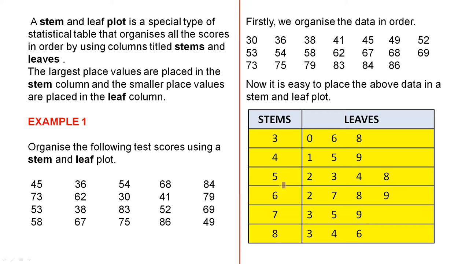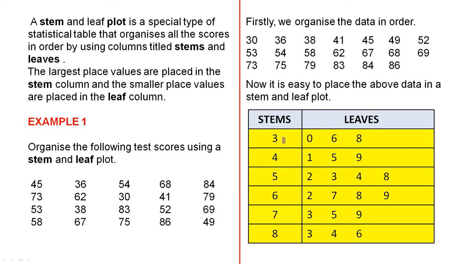In the 60s, if you look at the numbers, there are 4 numbers in the 60s, so we put the 6 there, 3 numbers in the 70s, and 3 numbers in the 80s. Now we go back and we have to put the numbers in the column entitled leaves. If that's a 0 there, we put the 0 here because that gives you 30. That's what that means. If that's a 6, you put the 6 here. So these are the units numbers, the ones column.